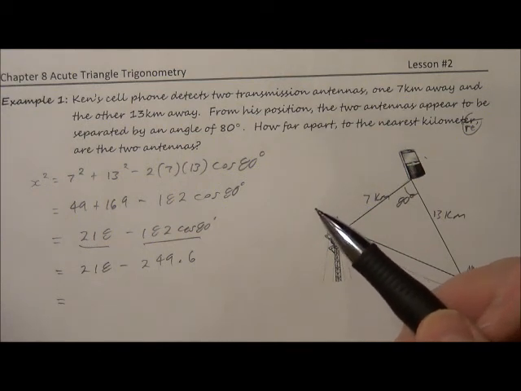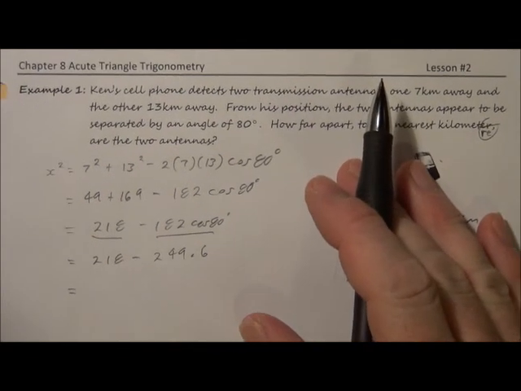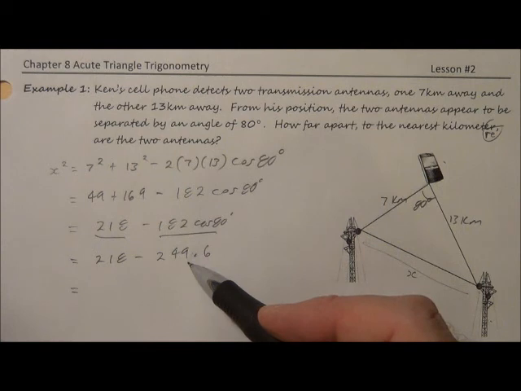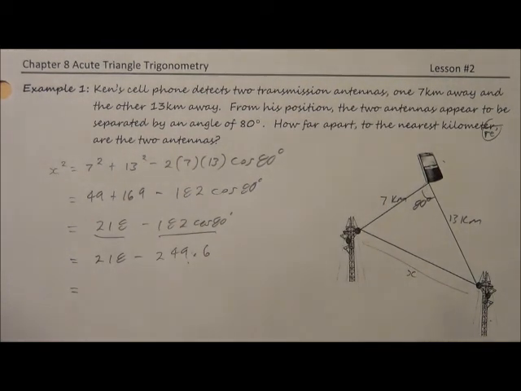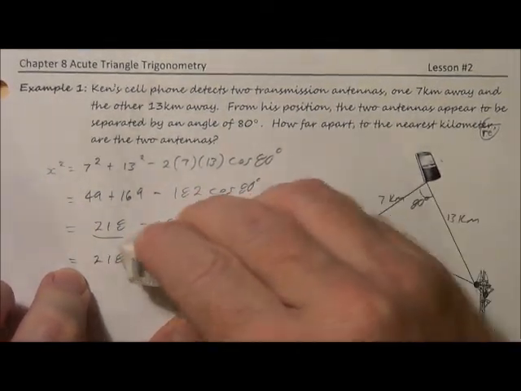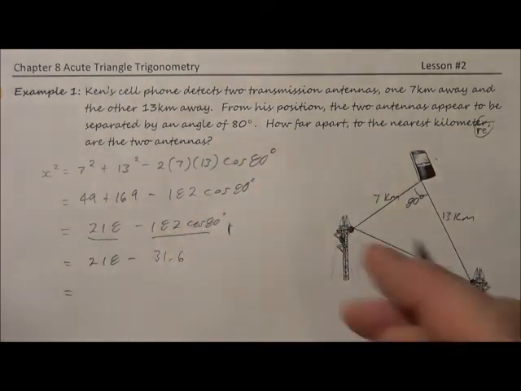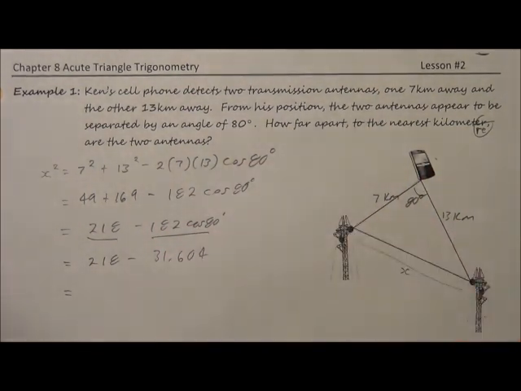Something seems to be wrong here. We're going to end up having a negative value, and if we take the square root of a negative value, that's not going to work out. So did I do something incorrect here? Yes, I did do something wrong, and I'm not sure what it was. So I just redid my calculations there. So this step here should be 31.6. Okay, that's better.